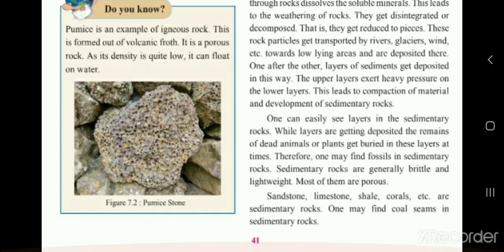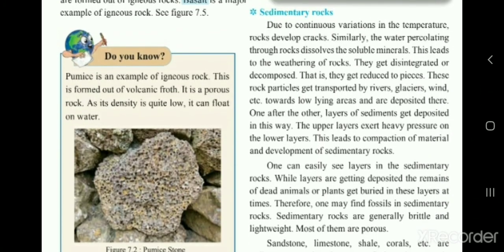Now the second type we are going to learn is sedimentary rock. Due to the continuous variation in temperature, rocks develop cracks. Similarly, the water percolating through the rocks dissolves the soluble minerals. This leads to the weathering of rocks. They get disintegrated or decomposed, and then they get reduced to pieces. These rock particles get transported by rivers, glaciers, winds, etc. towards the low-lying areas and are deposited there.